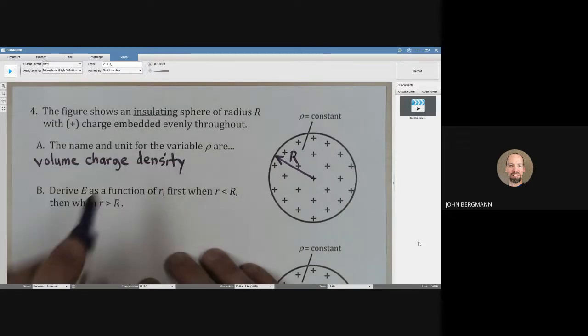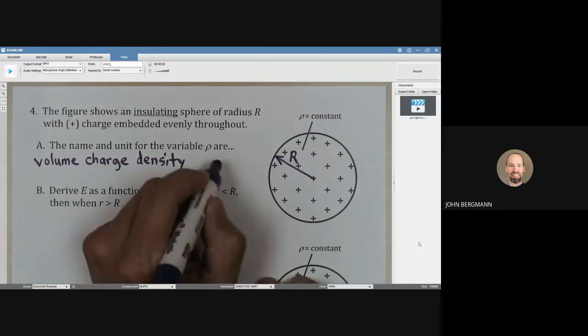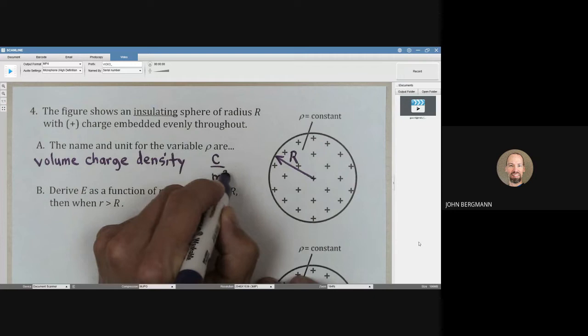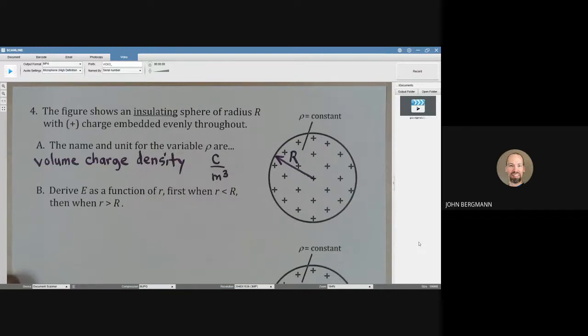And the units are charge per volume. So that's going to be coulombs per cubic meter. Previously, we've met lambda, which is linear charge density, and that had the unit coulombs per meter. Well, rho is volume charge density, coulombs per cubic meter.